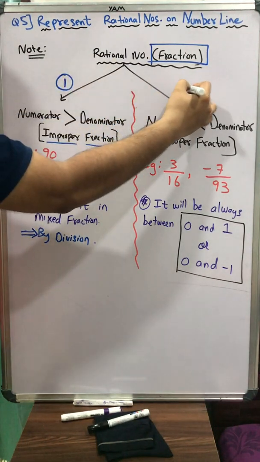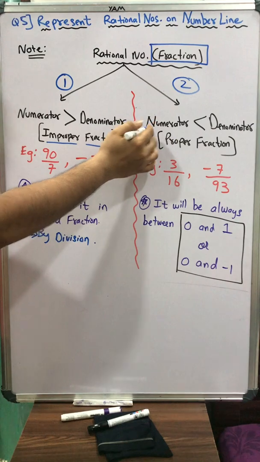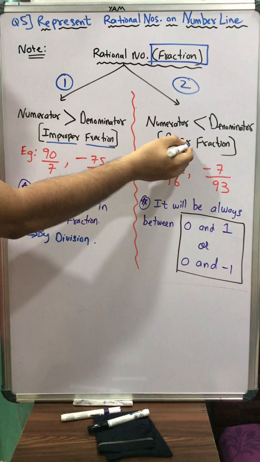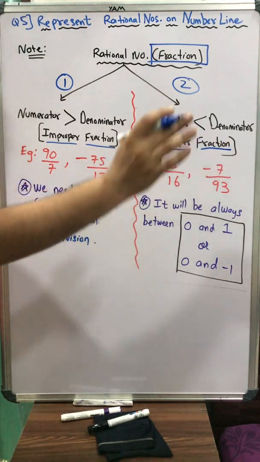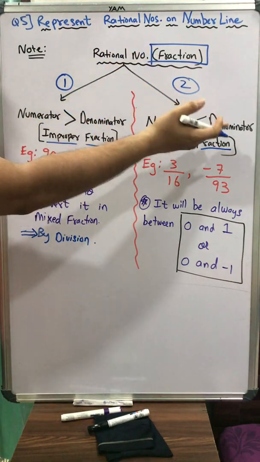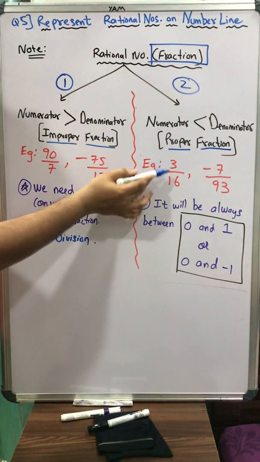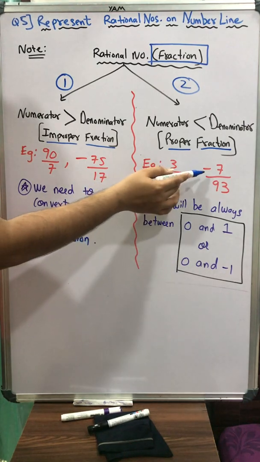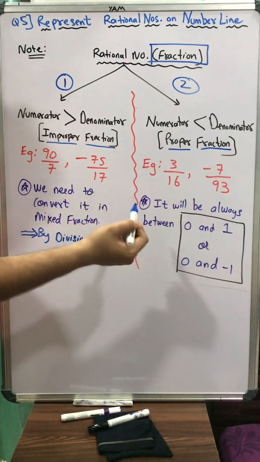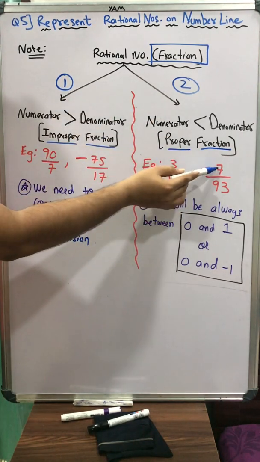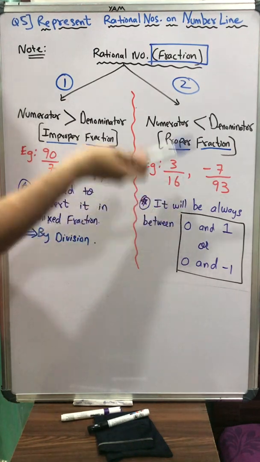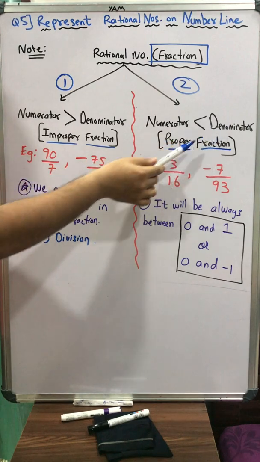Second type of fractions will be when numerator is small than denominator. Such type of fractions are called as proper fraction. This is just for your information. So once again, when numerator is small and denominator is big, so numerator is small, 3, denominator is big, 16. This minus is associated with the entire fraction. So just for 1 second leave this minus out. Consider there is no minus sign. So 7 is small and 93 is big. So when numerator is small and denominator is big, it is called proper fraction.